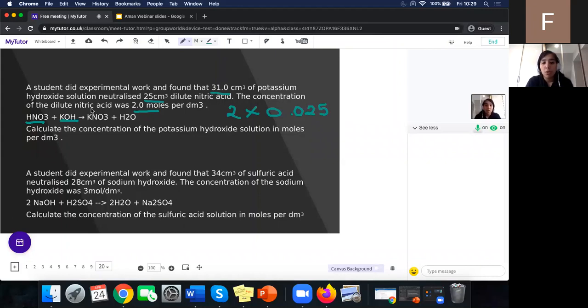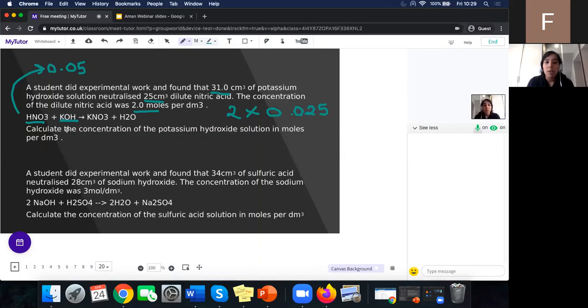2 times 0.025 should give you an answer of 0.05. Great, well done to everyone answering that. So 0.05 is the number of moles of nitric acid. So if we have 0.05 moles of nitric acid, we can then use our balanced equation to calculate the number of moles of potassium hydroxide. The ratio of nitric acid to potassium hydroxide is 1:1. So that means there are 0.05 moles of potassium hydroxide.